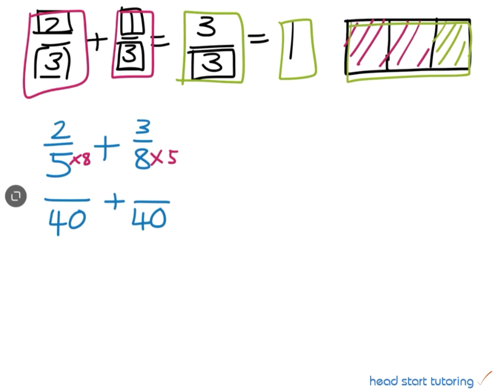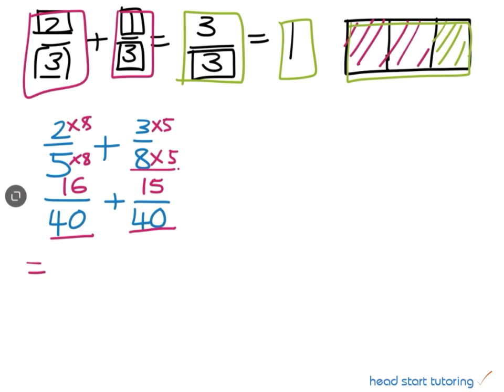So because I times 5 by 8 to get 40, I need to multiply my 2 by 8 as well, and I end up with 16. So 16 over 40 is now equivalent to 2/5. 8 multiplied by 5 gave me 40, so I need to multiply my 3 by 5 as well to get 15. So 16 over 40 is equal to 2/5, and 15 over 40 is equal to 3/8.